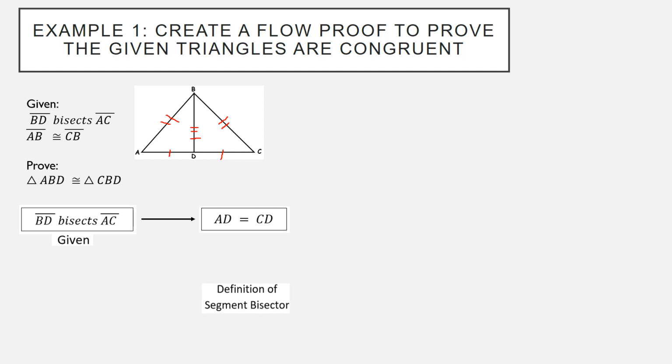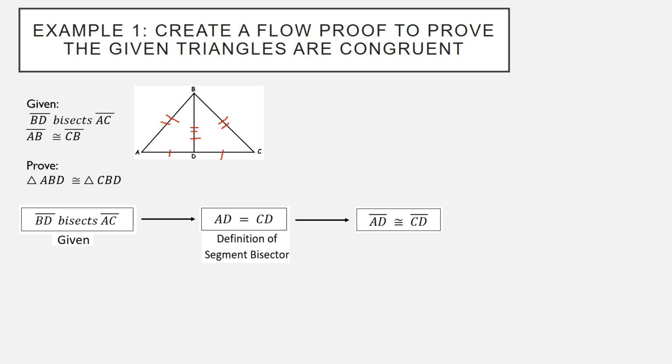How do we know that they're equal? That's the definition of a segment bisector. A segment bisector cuts a segment into equal parts. So once we know that they're equal to each other, then we know that those segments are congruent. And that's by the definition of congruent segments.